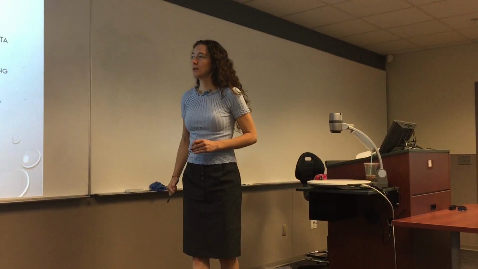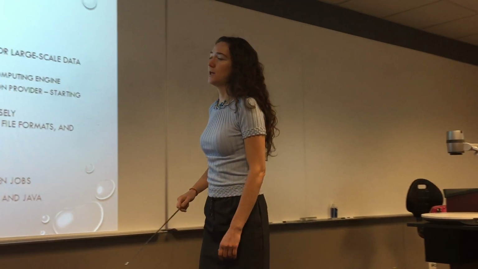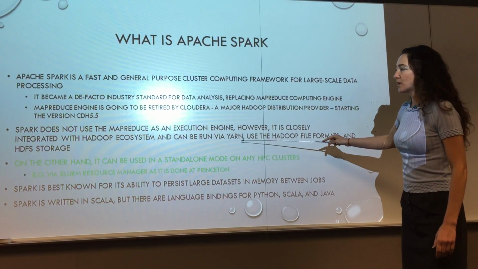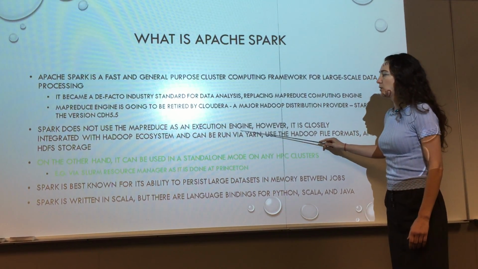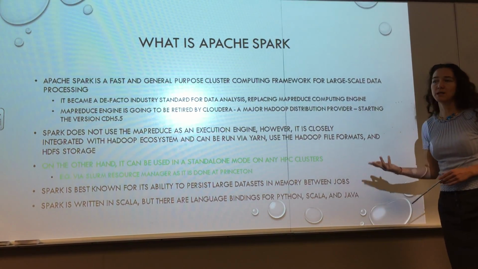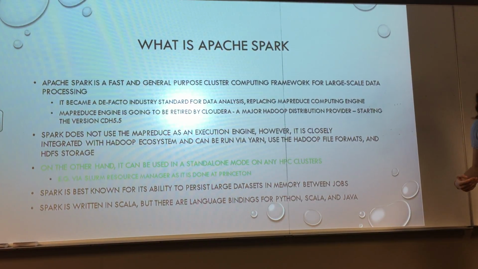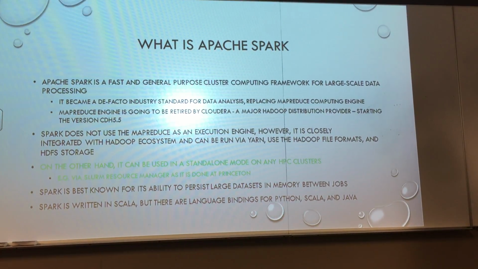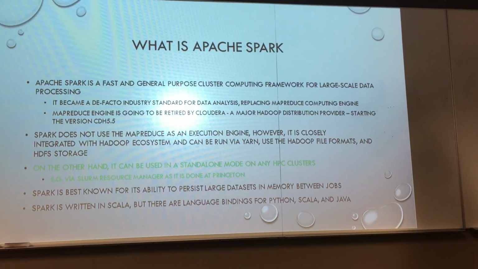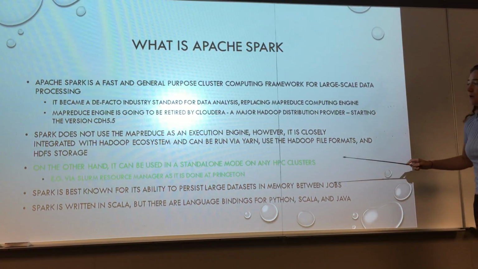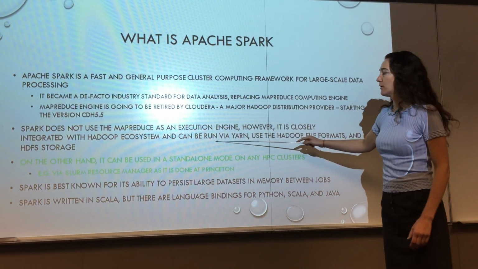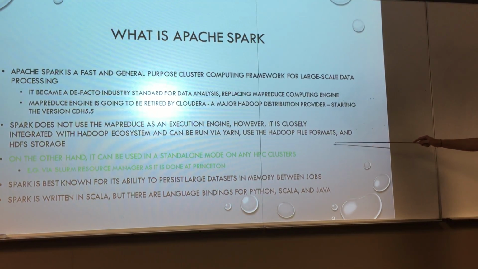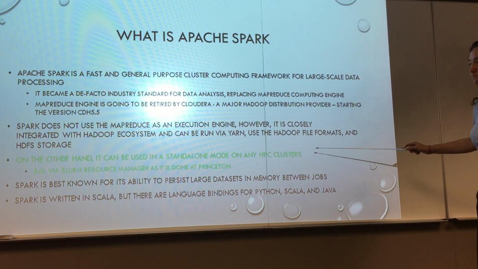So the Spark does not use MapReduce as an execution engine. It has its own execution engine, as we mentioned. So it has its own cluster manager, and it can be installed in standalone mode. If we do have Hadoop or Yarn or Mesos or some other cluster manager installed, it can run on top of those. So it can be run via Yarn, and you can use the Hadoop file formats and the HDFS storage.